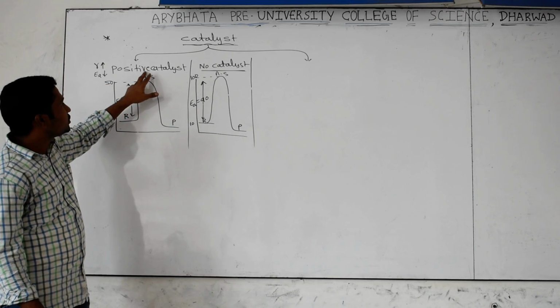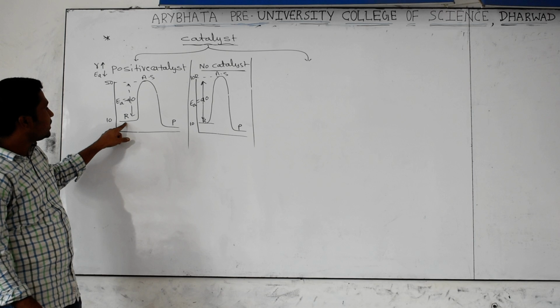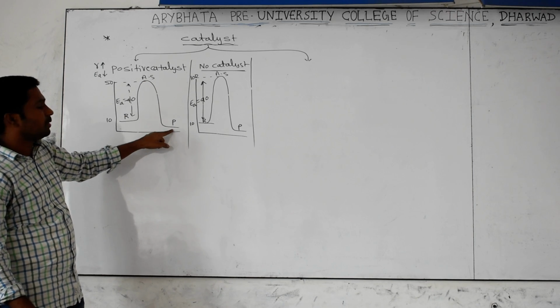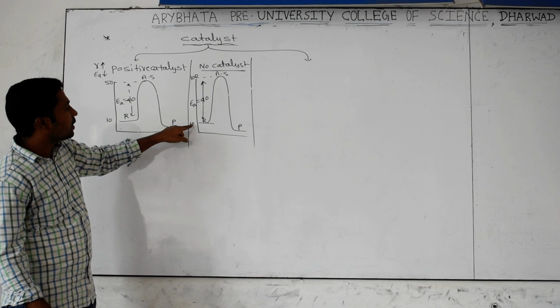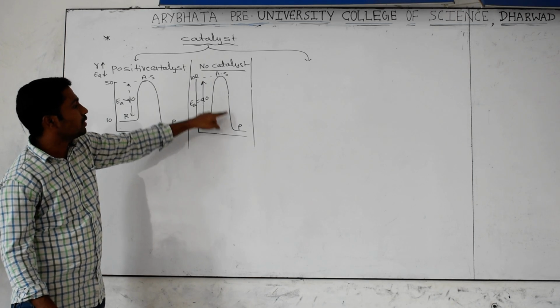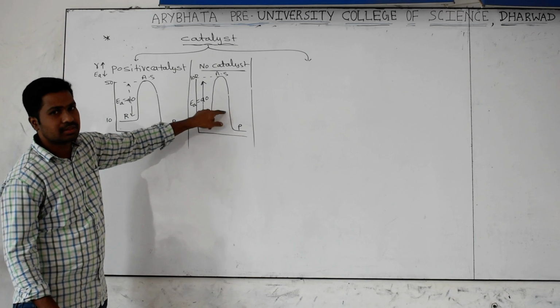If you are using positive catalyst, what is happening? Reactants go to the fifth floor and come back. But without catalyst, what is happening? Reactants go to the 10th floor and come back. Which is the slow process? This one.